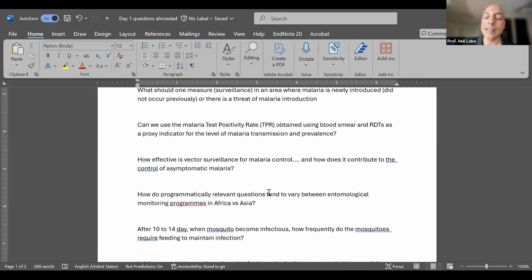To increase that detection rate, you might want to do molecular surveillance, right? So things like that. But yes, to be able to understand the amount of transmission at your site, malaria diagnostics such as RDTs, blood slides, or molecular diagnostics can be used to understand the amount of transmission and prevalence.